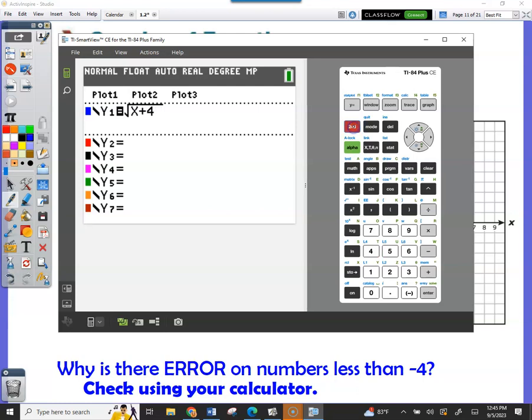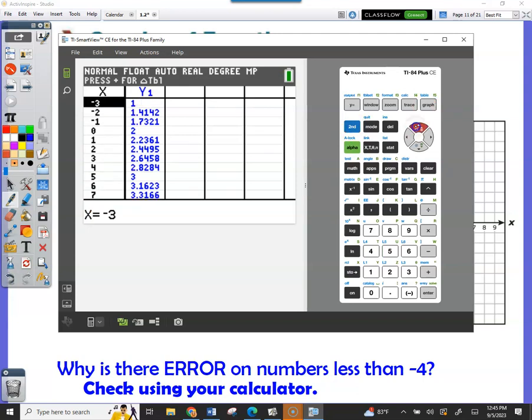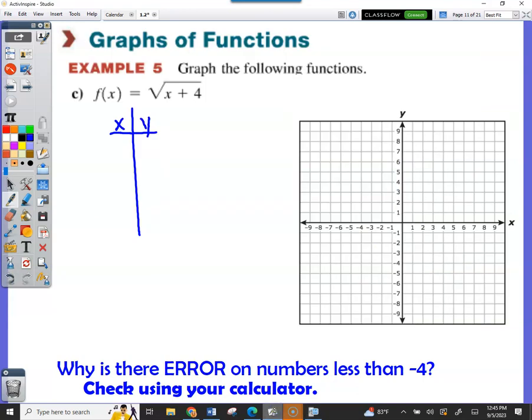Looking at the table, here's what it looks like. And I'm arrowing up on purpose. So what do you notice about the table? It's got error in it. And if I was to keep scrolling up, would it continue to say error? Yes. So my question to you is, why is there an error on numbers less than -4? Because you can't grab an imaginary number. There you go. So everything we're dealing with is real numbers, right?